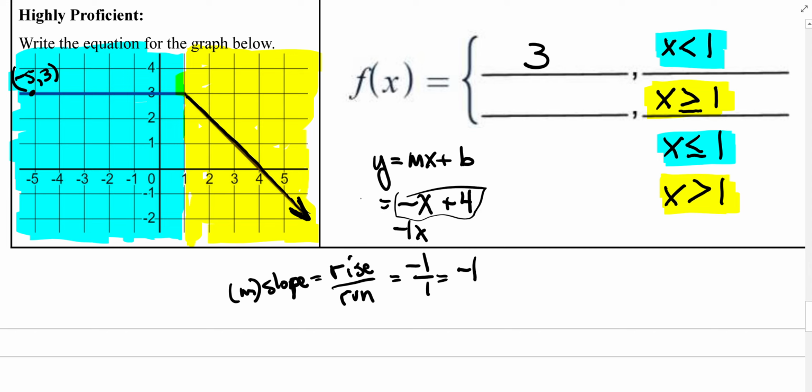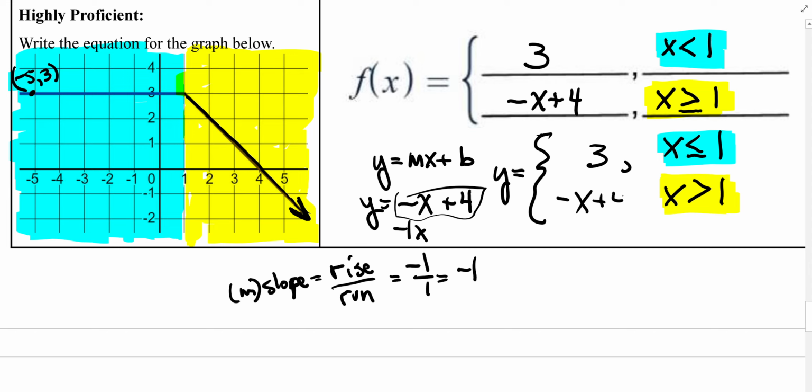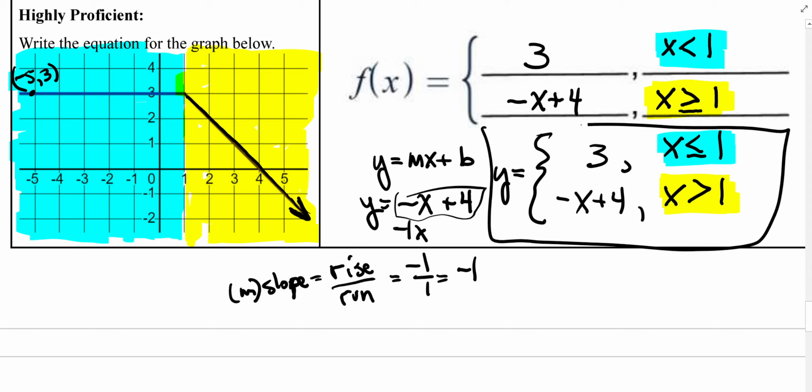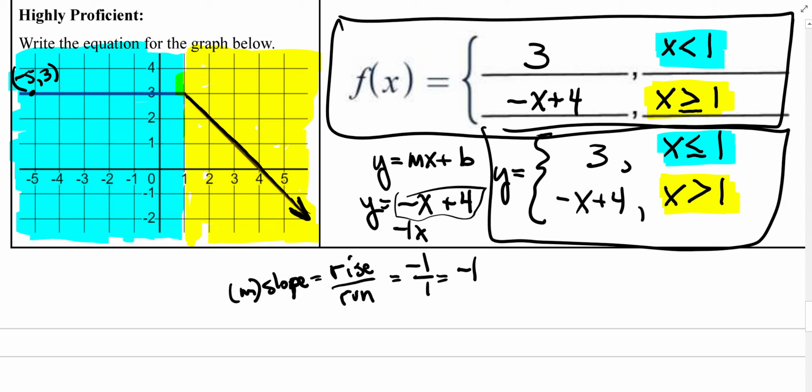And so y equals negative x plus 4. Negative x plus 4 if x is greater than or equal to 1. And so again, you could write that same thing: y equals 3 if x is less than or equal to 1, or negative x plus 4 if x is greater than 1. Either one of these two answers would be acceptable. So there you have it.